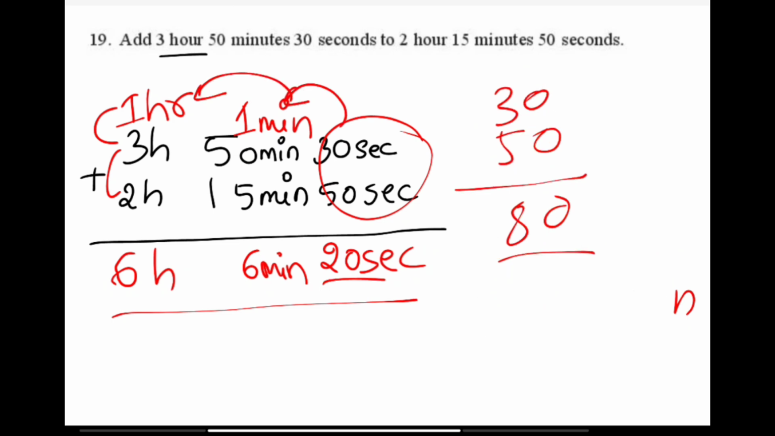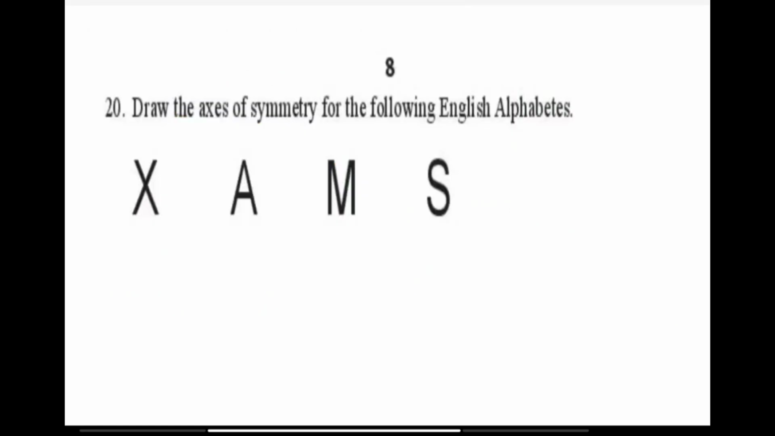Now let's move to the next one, that is 28. Draw the axis of symmetry for the following English alphabets. You have to draw the symmetry. If you see how you are going to draw, this is one symmetry and this is another symmetry, and A will have only a single symmetry, M will have only a single symmetry, like this. You have to use a scale, children, so that it will be straight like this.